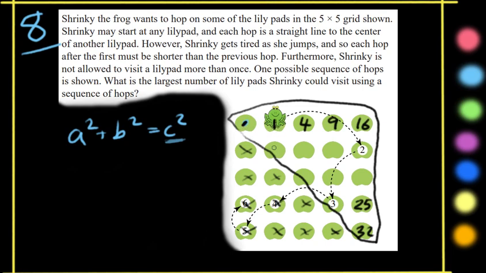So 1 and 1 is 2, 4 and 1 is 5, 9 and 1 is 10, 4 and 4 is 8, 9 and 4 is 13, 16 and 4 is 20, and then 9 and 9 is 18. So those are all my distances. How many are there? 1, 2, 3, 4, 5, 6, 7, 8, 9, 10.